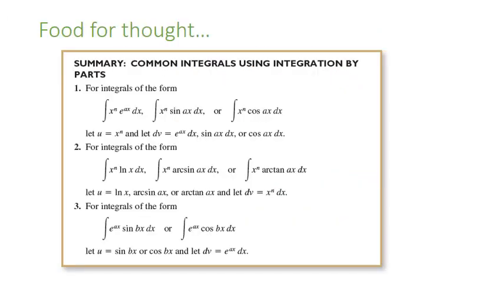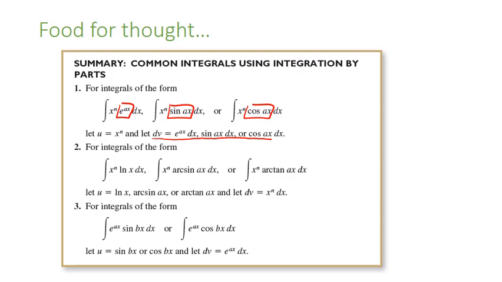The last thing worth mentioning are some common integrals using integration by parts. So this just kind of gives you a little heads up on what to let u and dv equal. If you have something of the form x to the power of n with this, this, or this, then you will want u to just be the variable, and then dv is one of those other more complicated items.